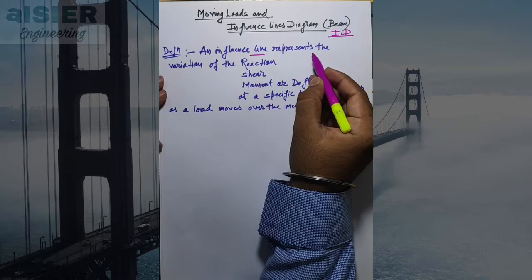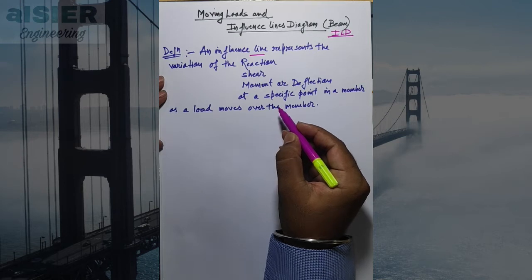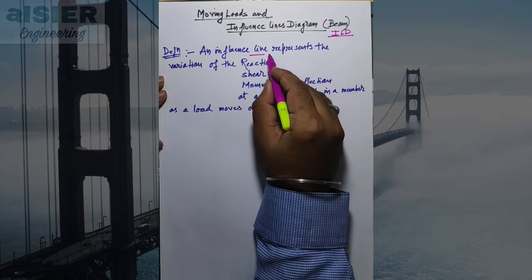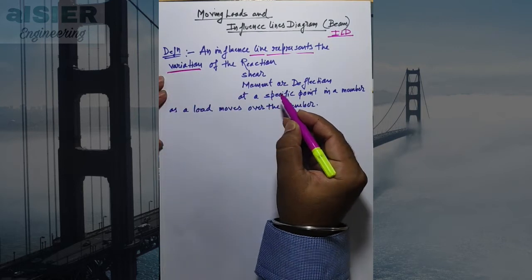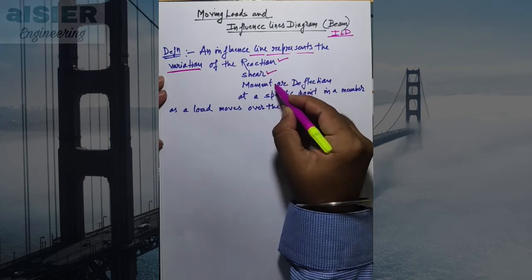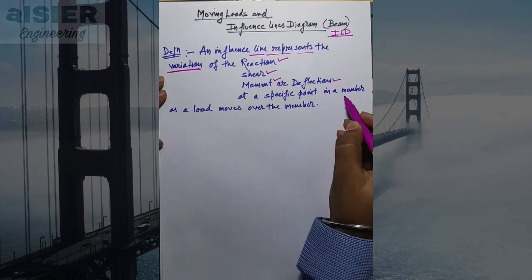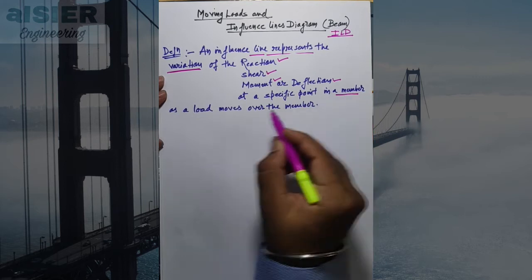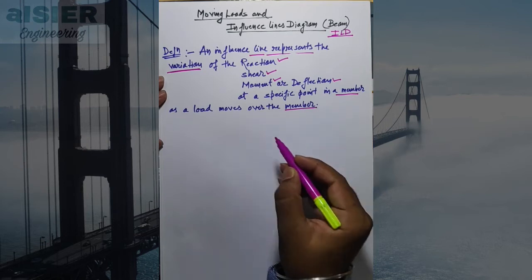Okay. So first we will see what is the definition of influence line diagram. An influence line represents variation of reaction, shear force, moment or deflection at a specific point in a member as load moves over the member. Okay, we will see this in detail.